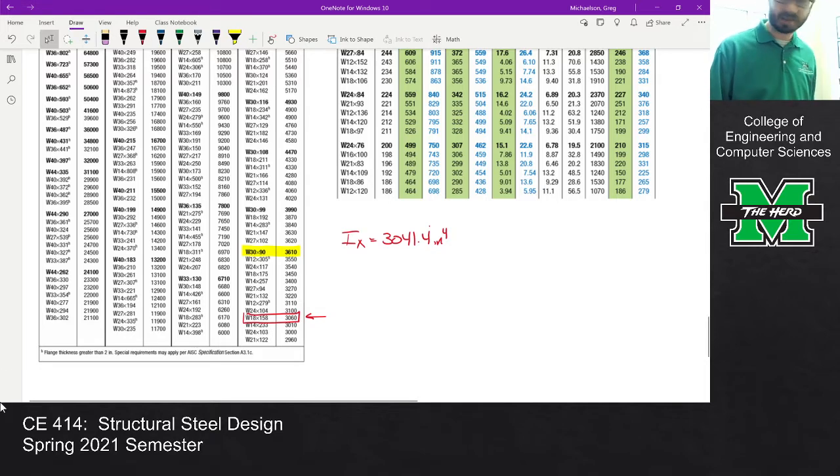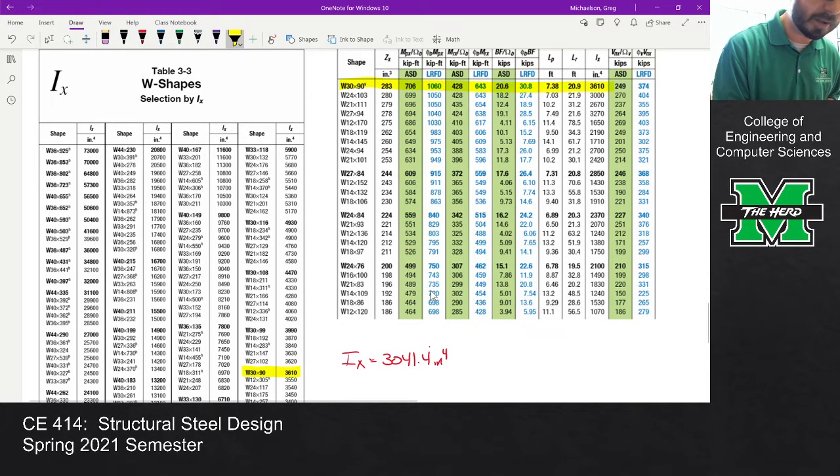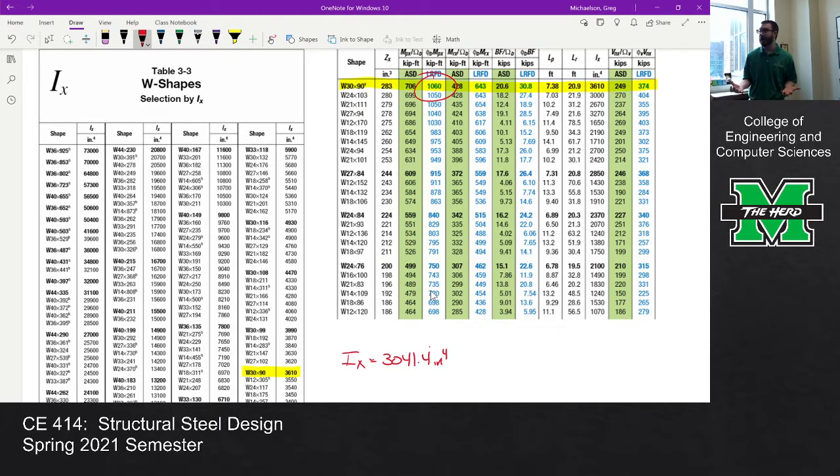Let me get my mouse here. There we go. Go to table 3-2. Here's table 3-2. Look at the W30 by 90. Does it have enough flexural capacity? Probably. And I say probably because, again, this section is heavier than the assumed self-weight. So we're going to have to update all of that.